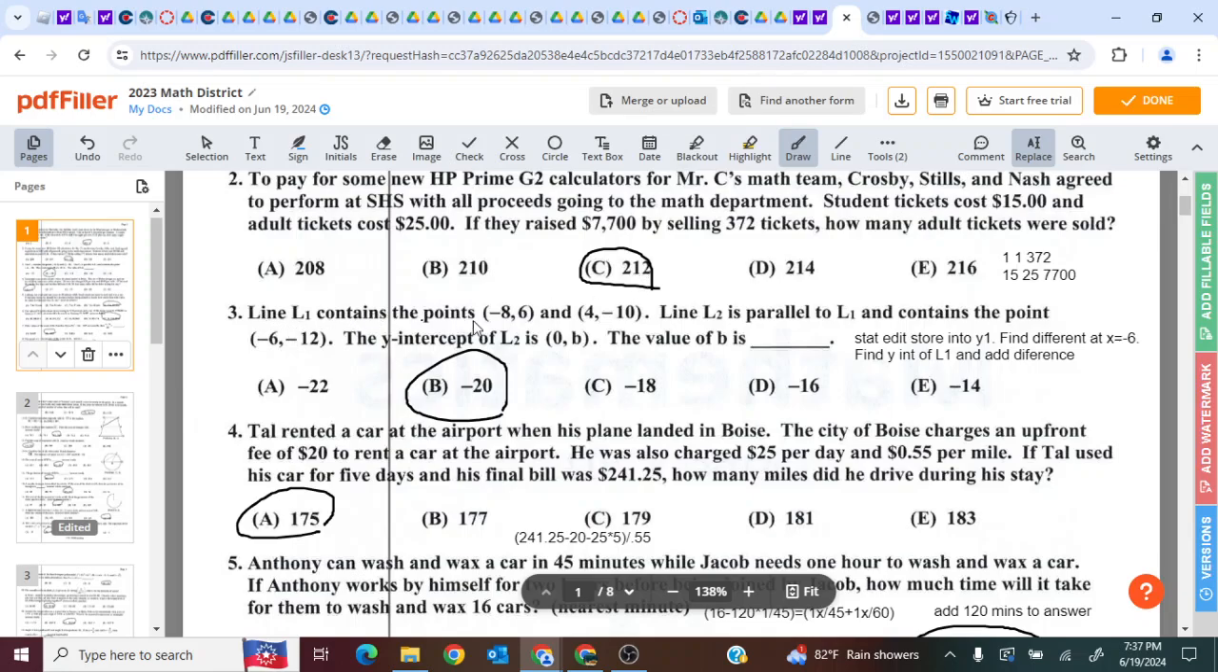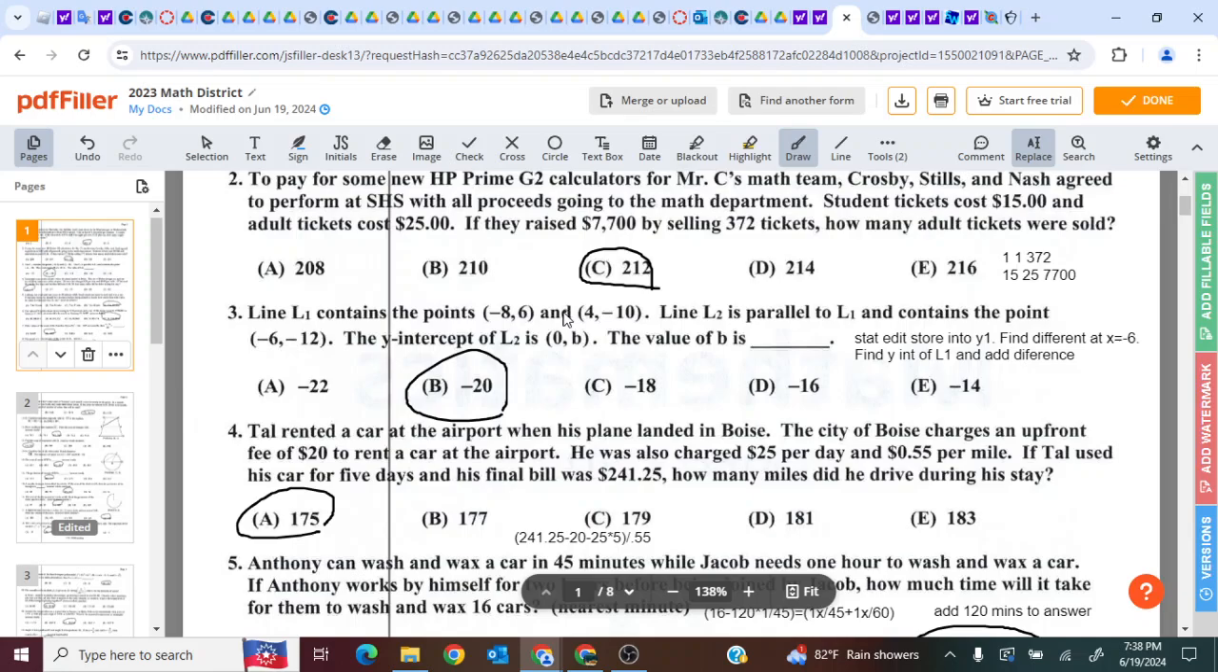Number 3. This line contains these 2 points. Line L2 is parallel to L1 and contains this point. The y-intercept of L2 is that. What is the value of B? Okay, so first off, you have to store this data into L1 and use a linear regression to store it into y1. Now you have a line.